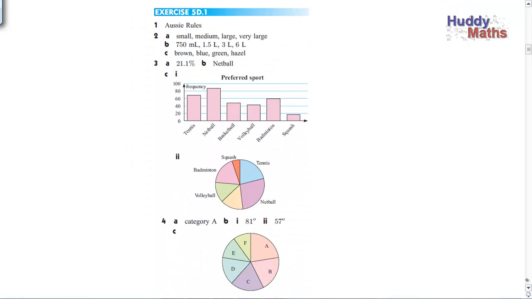Here are some answers for you. Okay, those 4 little questions. Just a bit of revision to get your head around how to represent data that might have been gathered.